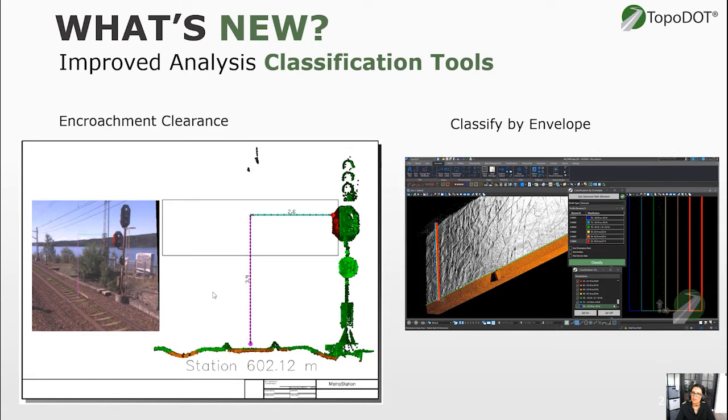In the analysis and classification tools, we have a new encroachment clearance reporting capability. So this tool has existed before, where we can analyze obstruction on rail corridors based on a cart or shape, right? But the capability to report where clash detection is happening has been improved in this extraction process, and it is very visual and very easy to represent that clash detection.